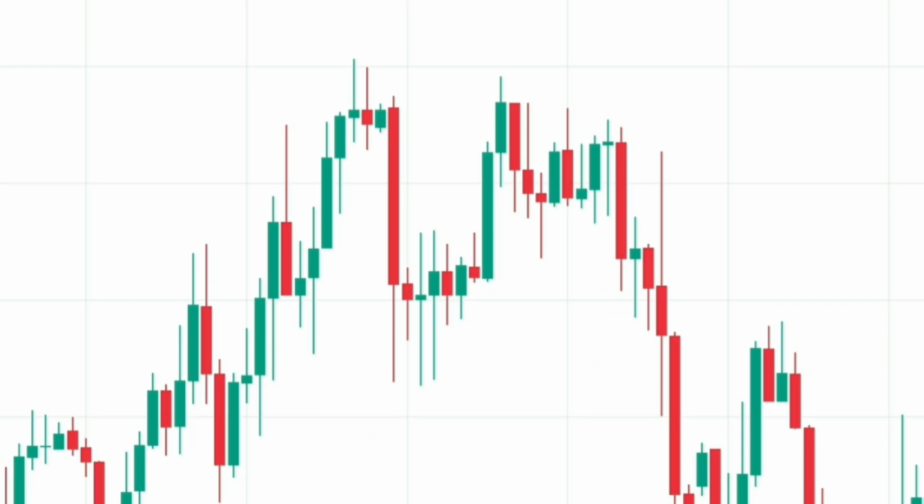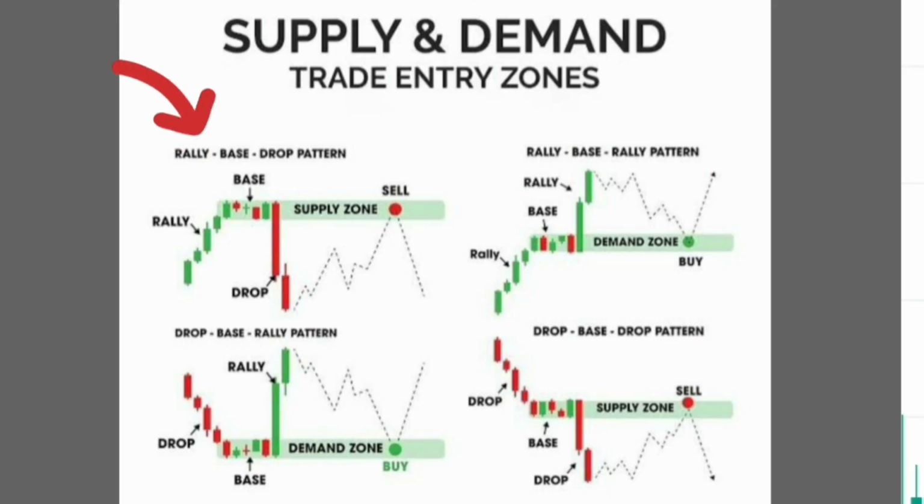So here is EURUSD 1 hour time frame, and as you can see, the market rallied up, then based here and dropped. So once you see rally, base, drop, what is it? Supply zone. So you mark it out as supply zone and wait for the market to come back to it, and you take your sell.